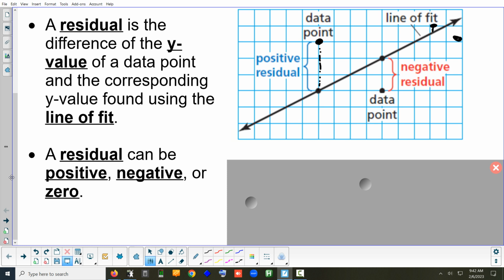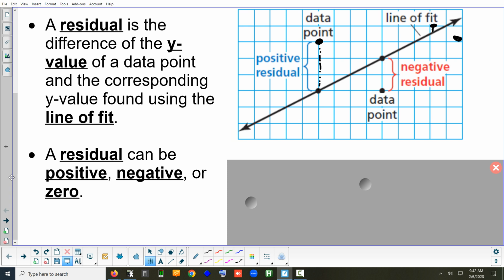So remember, the residual is measuring a distance. It's possible. Well, if you had one that was vertical, then you wouldn't really be able to have points above or below the line, because you could have points left and right of it, but it's got to be either horizontal or slanted. So we'll never have one that's vertical.